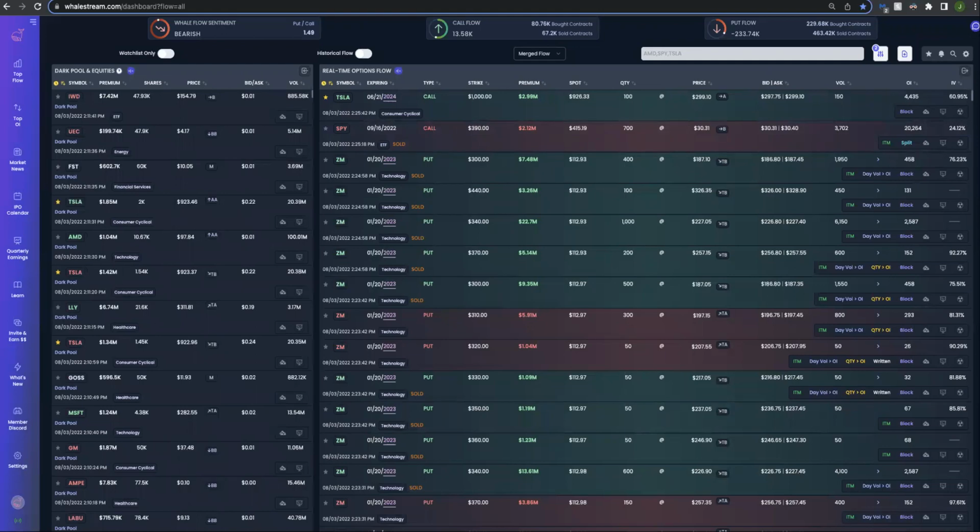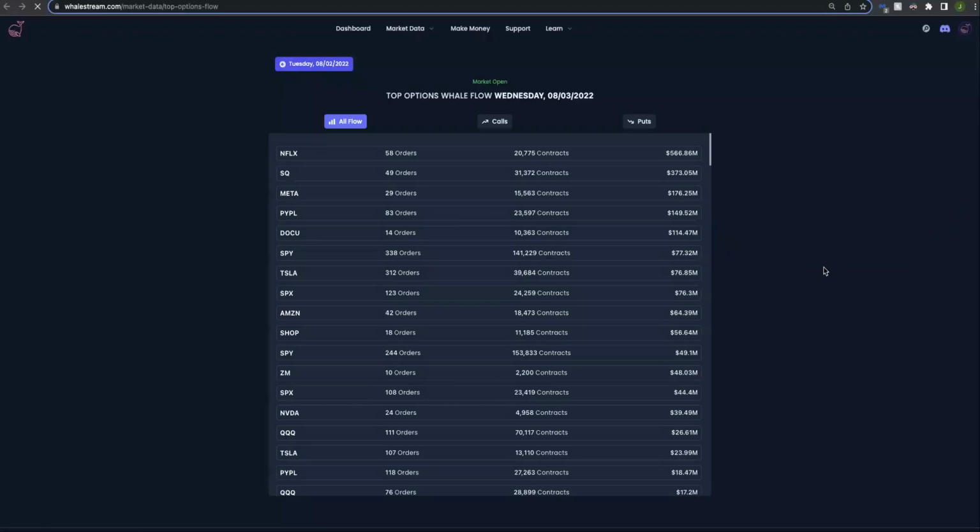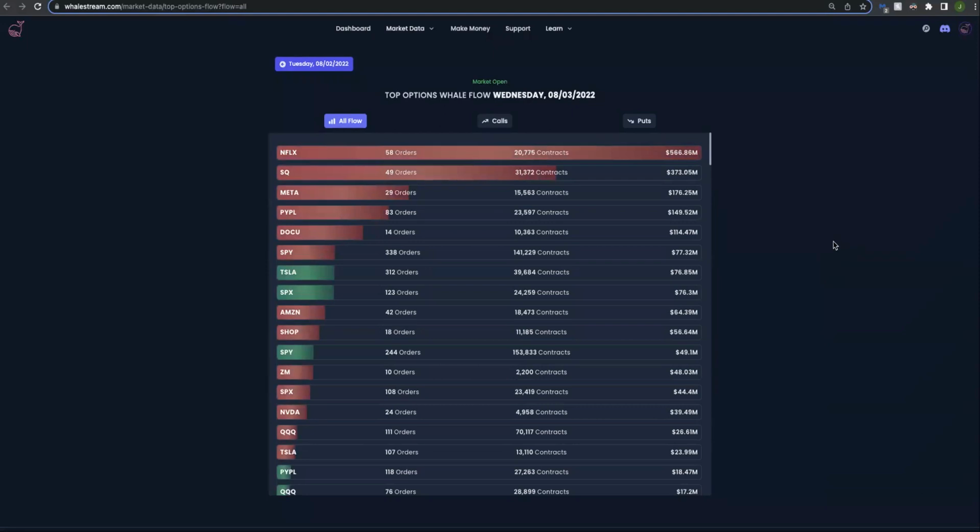Oh, I think he's talking about top option flow. Are you talking about here? This is by premium. So the red means that there were $566 million worth of puts bought on Netflix today, and the red means puts, green means calls. This is only based on the buy side, so this doesn't take into consideration the sales as well.